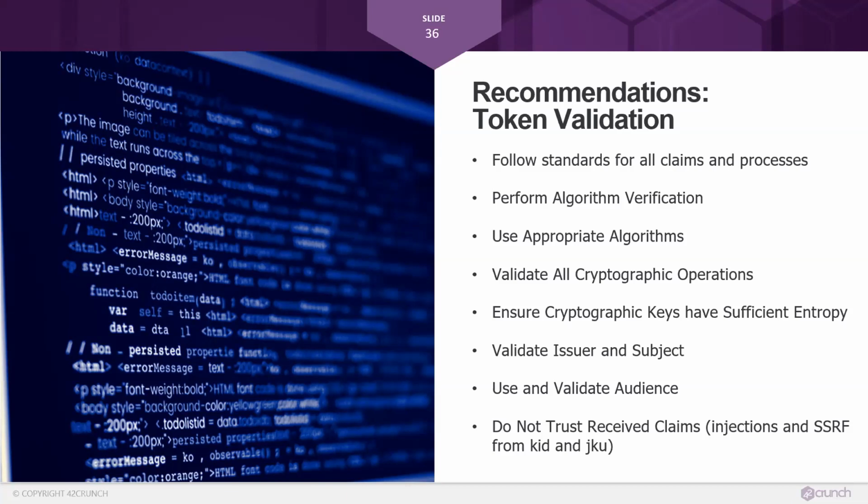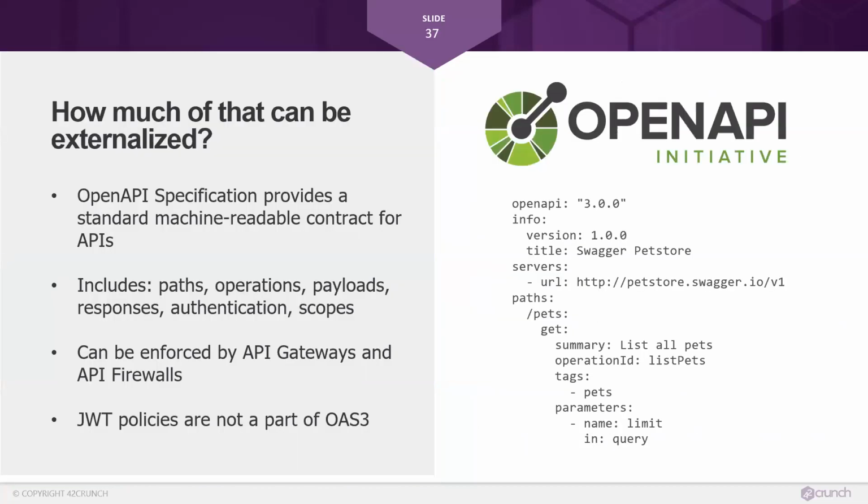And do not trust claims by default, meaning that you should be able to constrain the value of the custom claims that your JWT is containing. Because otherwise, yeah, you can have a bunch of problems, injection and whatever.